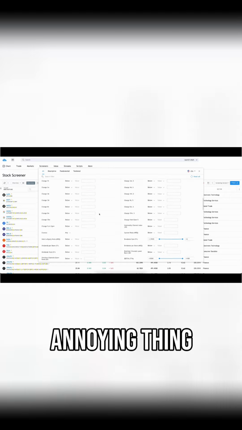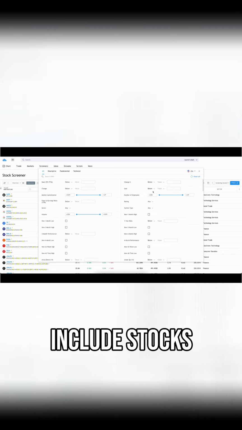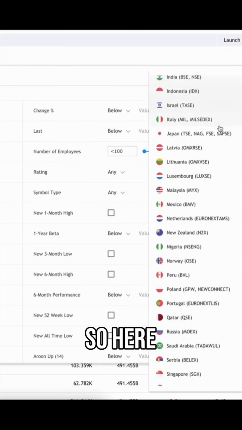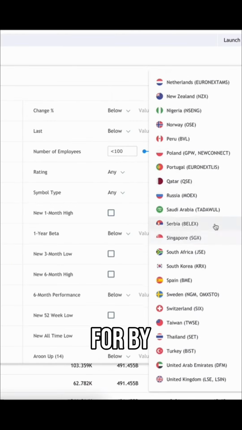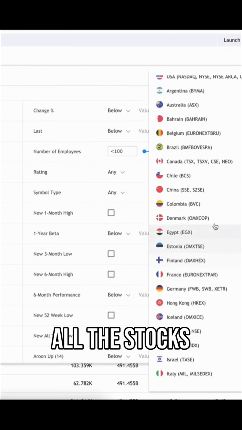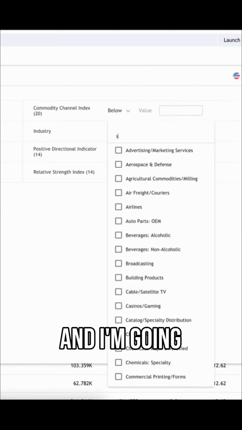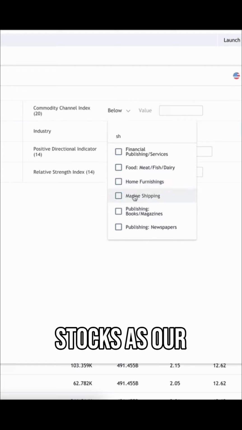And another really annoying thing is that typically you cannot include stocks from around the world all at once in any given search. So here I can filter what I'm looking for by country, and then I'll get all the stocks sitting on those exchanges. So I'm going to use shipping, and I'm going to look at Norwegian stocks as our example.